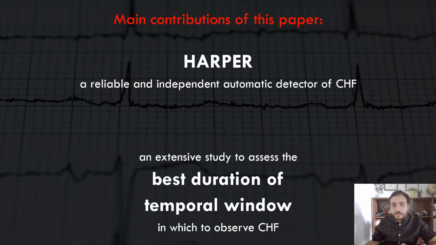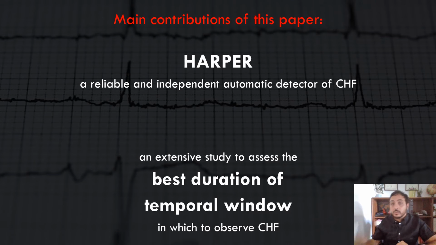In our perspective, the main contributions of this work are the following. We first introduce Harper, which is a reliable and independent detector because it is capable of providing a multi-class identification instead of a binary one, and it is not dependent on other algorithms such as R-peak detectors to segment the ECG. Also, since congestive heart failure is a chronic condition, we conducted an extensive study to assess the best duration of the temporal window in which to observe the pathology.